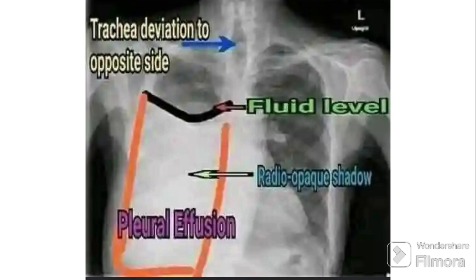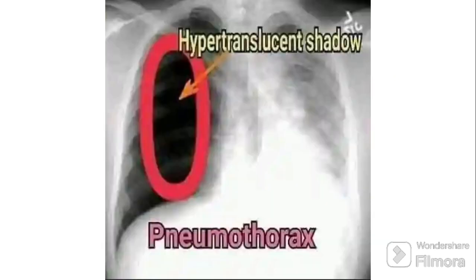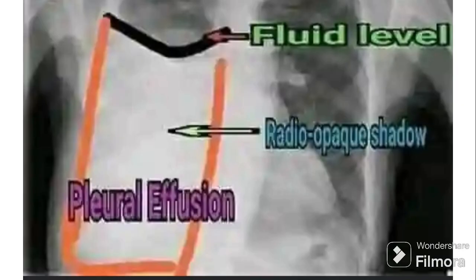Inspect the borders of each lung to ensure lung markings extend all the way to the edges of the lung fields. The absence of lung markings is suggestive of pneumothorax. Fluid (hydrothorax) or blood (hemothorax) can accumulate in the pleural space, resulting in an area of increased opacity on the chest X-ray.